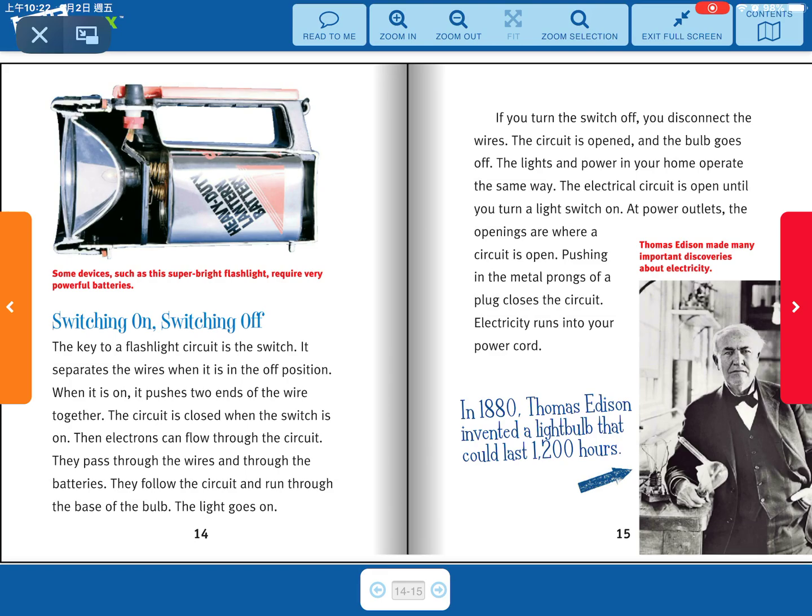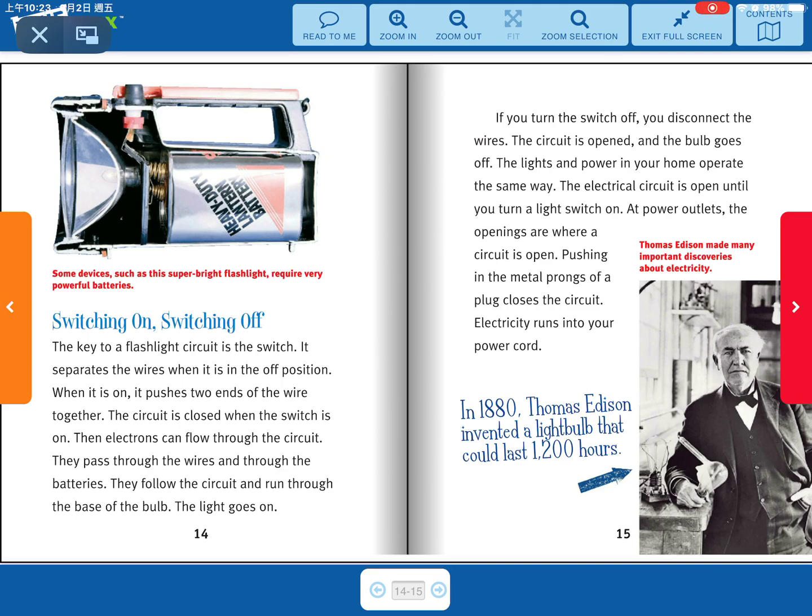Switching on, switching off. The key to a flashlight circuit is the switch. It separates the wires when it is in the off position. When it is on, it pushes the two ends of the wire together. The circuit is closed when the switch is on. Then electrons can flow through the circuit.